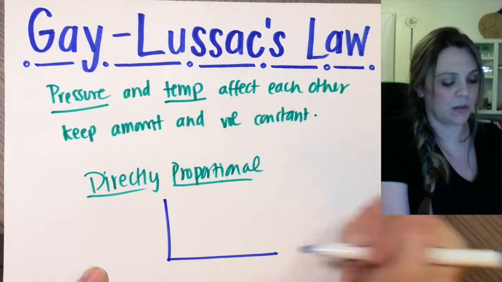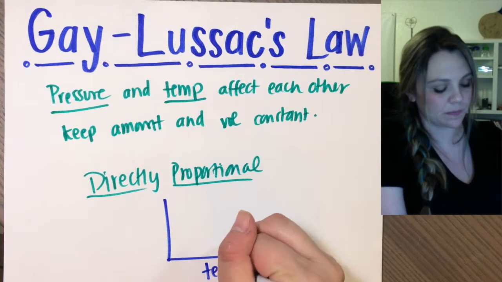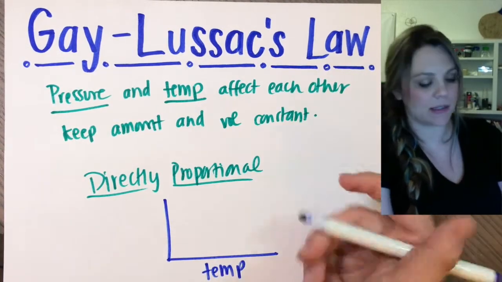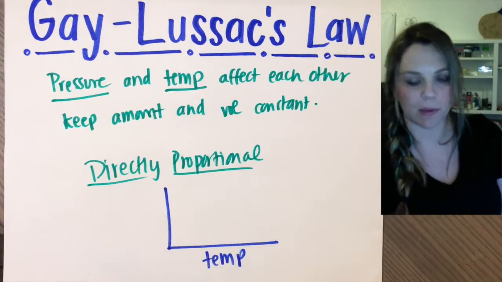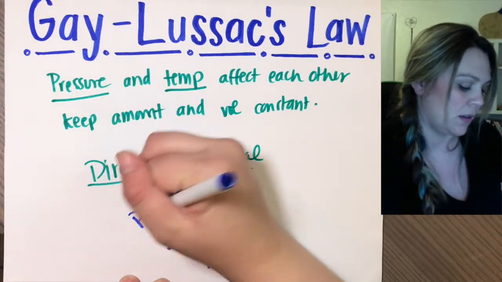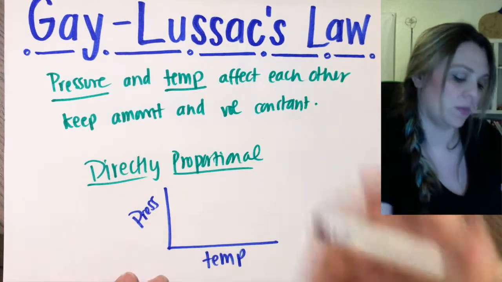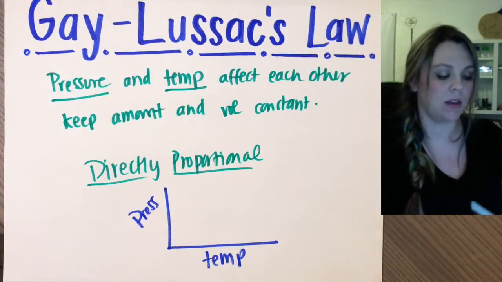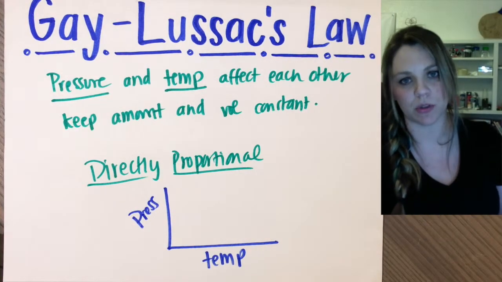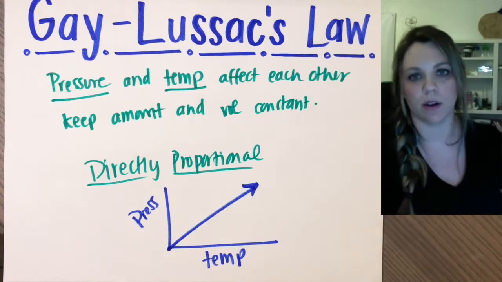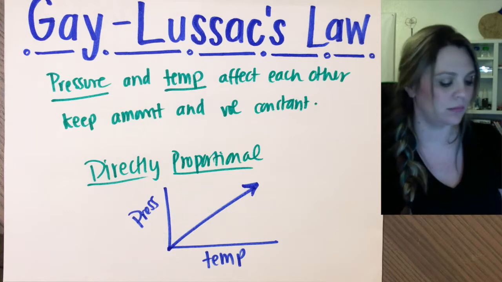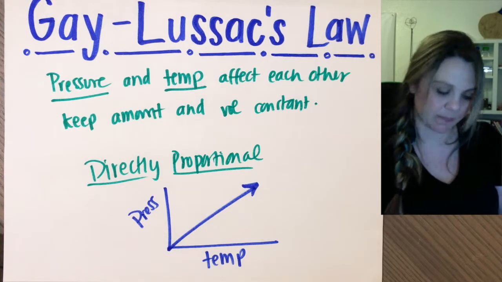Okay, so we're going to graph it. Temperature would be on my x-axis. Pressure would be my y-axis, okay? And if temperature goes up, the pressure would also go up. So it'd be a graph that looks like that. Easy money.